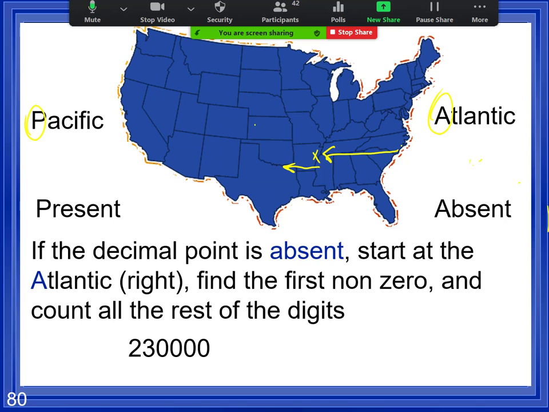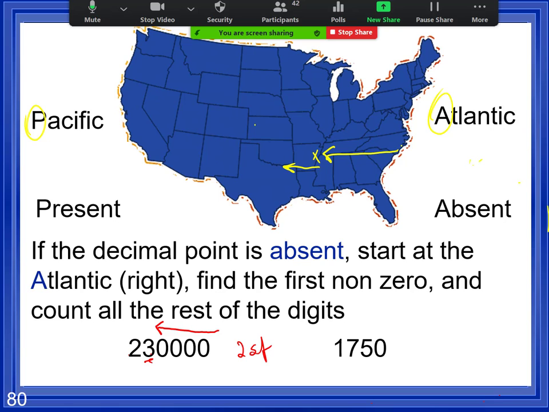So if I had 230,000, I look at that number. Does that number have a decimal point? No, the decimal point is absent. So I start from the Atlantic side and go until I run into my first non-zero, and then count the rest, because the 3 and the 2 are the rest, so that has 2 significant figures. And the 3 is my estimated number, because it's the last significant figure.